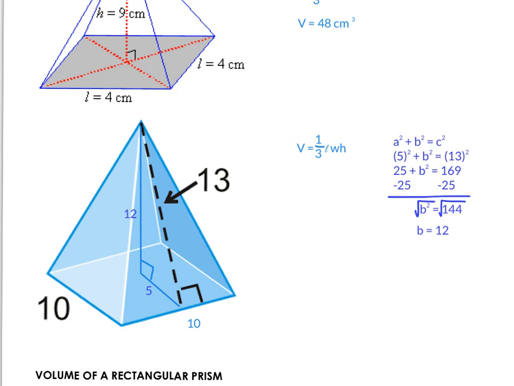Now I'm ready to fill in my formula. So then I have volume equals 1/3 of 10 times 10 times 12, and that's just using all the pieces from the picture. When we do that in our calculator, you should get the volume to be 400 units cubed.